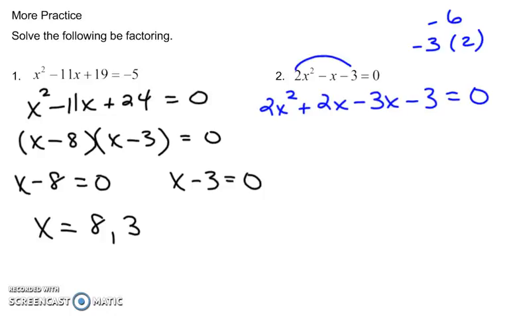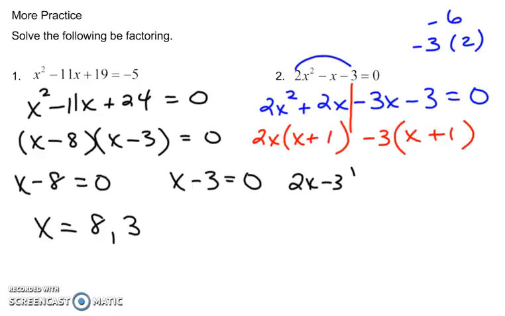We shall split it in half and factor out a GCF of 2x, which will leave us with x plus 1. Here, we'll factor out a GCF of -3. So we'll also have a common factor of x plus 1. So now we'll have 2x minus 3 times x plus 1.